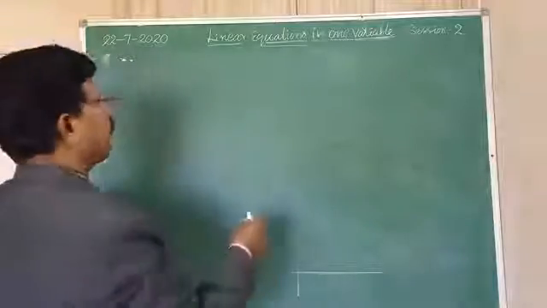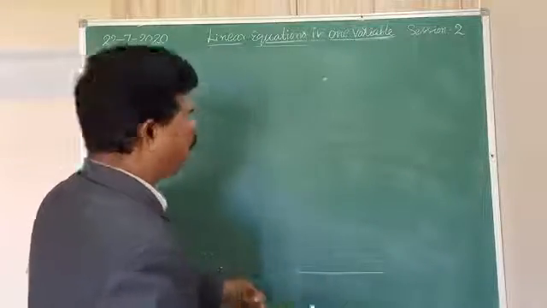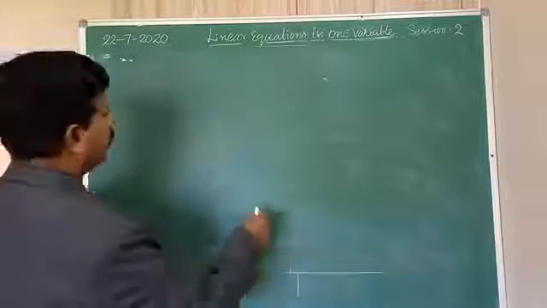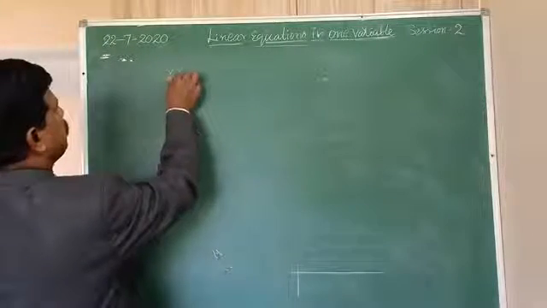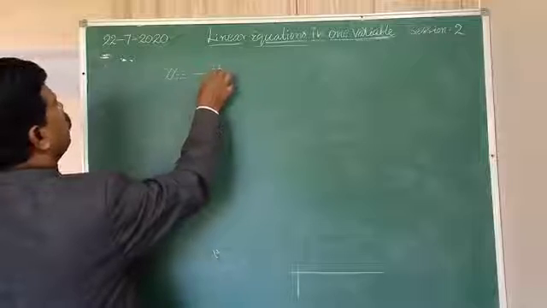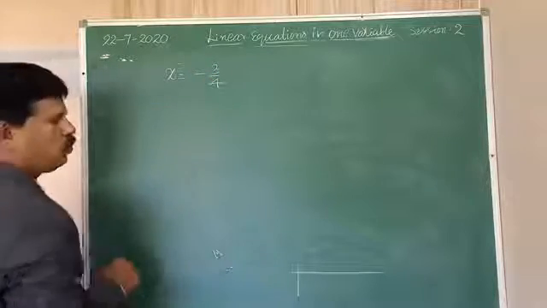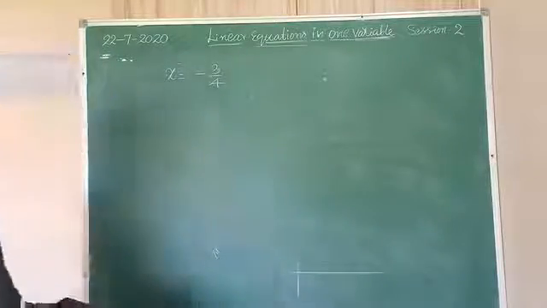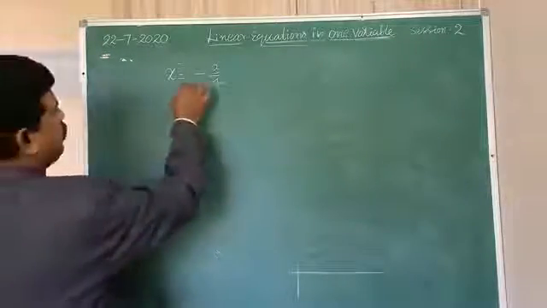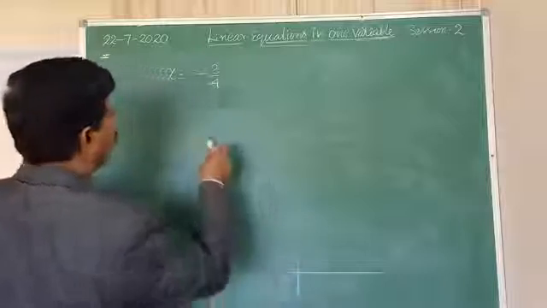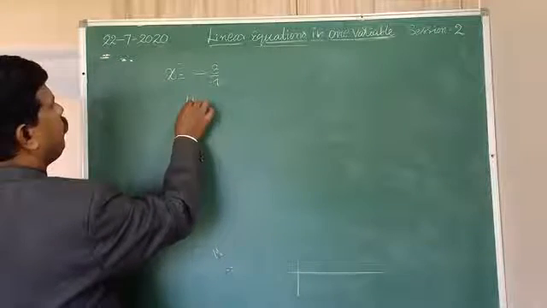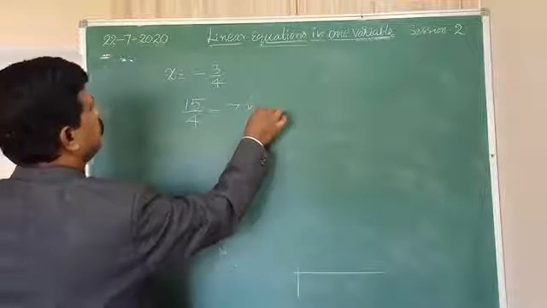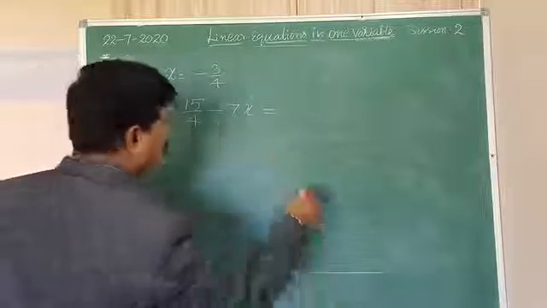Now, checking whether the given value is the solution of this equation. So here x is equal to minus 3 by 4. How to check whether the answer is correct or wrong? For that, you just substitute the value in the problem, that is 15 by 4 minus 7x is equal to 9.